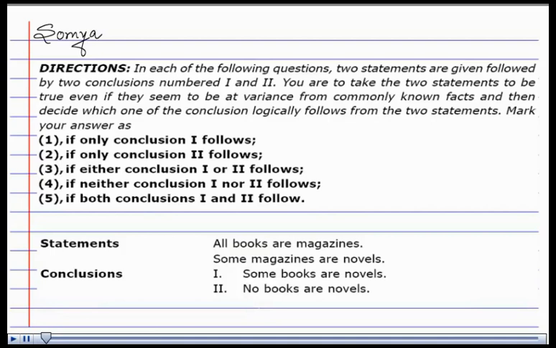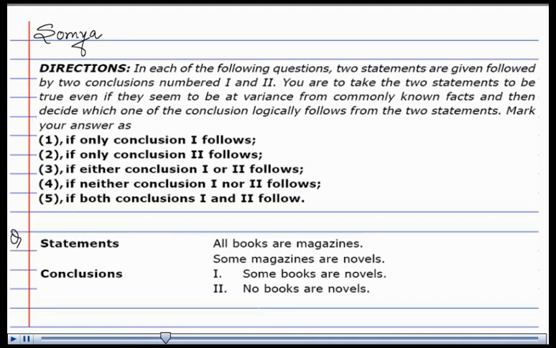Hello, I'm Soumya. Directions. In each of the following questions, 2 statements are given followed by 2 conclusions numbered 1 and 2. You are to take the 2 statements to be true even if they seem to be at variance from commonly known facts, and then decide which one of the conclusions logically follows from the 2 statements. Mark your answer as 1 if only conclusion 1 follows, 2 if only conclusion 2 follows, 3 if either conclusion 1 or 2 follows, 4 if neither conclusion 1 nor 2 follows, 5 if both conclusion 1 and 2 follow.